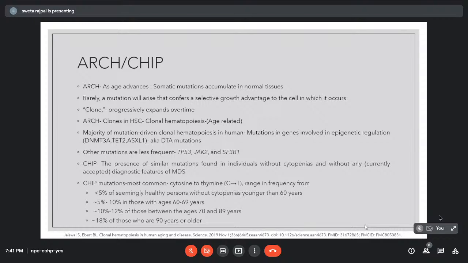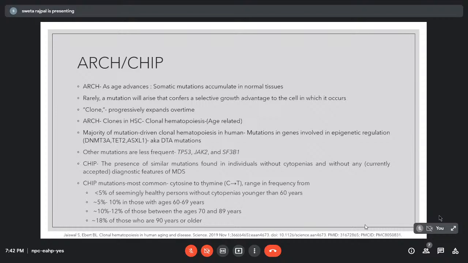We know that as age advances, somatic mutations happen normally in normal tissues. Rarely, some of these mutations give the cell a selective growth advantage, and it grows progressively, increasing over time. Whatever mutated cell increases over time is called a clone. And if the clone arises in the hematopoietic stem cells, we call it age-related clonal hematopoiesis.